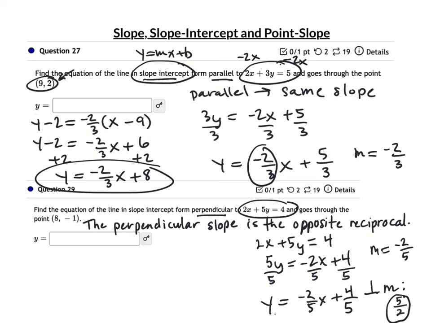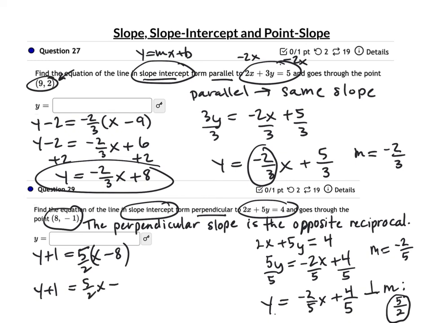We have everything we need, so we'll put it in point slope. Y minus the y of the point, negative 1, so it'll be plus 1, equals m, which is 5/2, x minus the x of the point, 8, and then we'll distribute because we're going to put it in slope-intercept form. Y plus 1 equals 5/2 x minus 5/2 times 8 would be 40/2. 40 divided by 2, which is 20. And then we'll take a 1 off each side, and our final answer then is y equals 5/2 x minus 21.